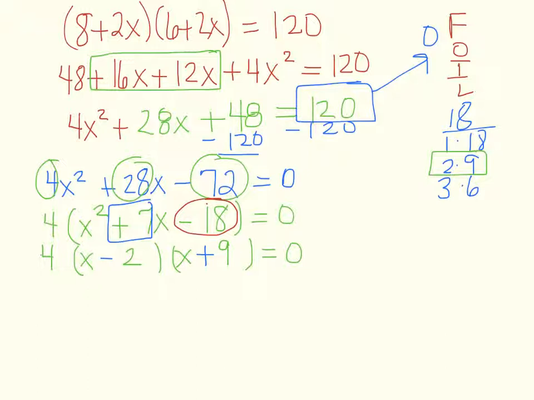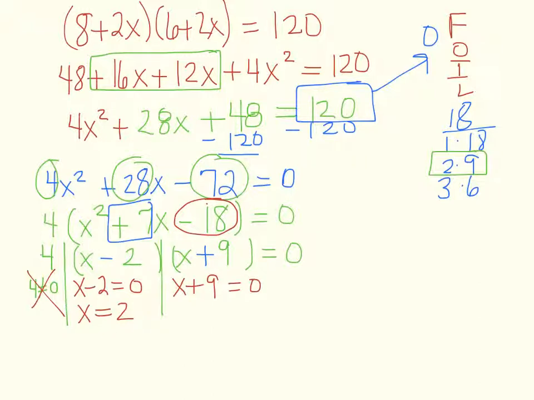Okay, so now what I'm going to do is apply the zero product property. So I'm going to split all the factors. There's 3 of them. And I'm going to set each factor equal to 0. So 4 equals 0. Well, that's not a true statement. So that doesn't even count. So this guy, we don't even have to really worry about. I'm going to set x minus 2 equal to 0 and solve for x. So if I add 2 to both sides, x would equal 2. Then I'm going to set x plus 9 equal to 0. And when I solve for x, I subtract 9 from both sides, so x equals negative 9.